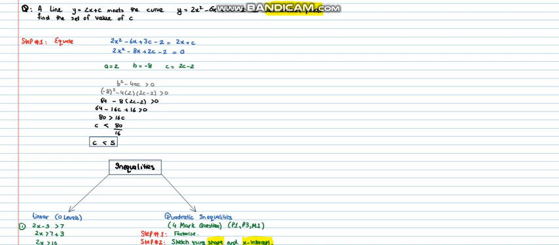Let's see a question over here. A line y is equal to 2x plus c meets the curve y is equal to 2x square minus 6x plus 3c minus 2 at two distinct points. Find the set of values of c. So two distinct points implies that b square minus 4ac is greater than 0. So first equate the curves, find the values of a, b and c, and b square minus 4ac is greater than 0. Just plug in the values and you will get the answer. c is less than 5.